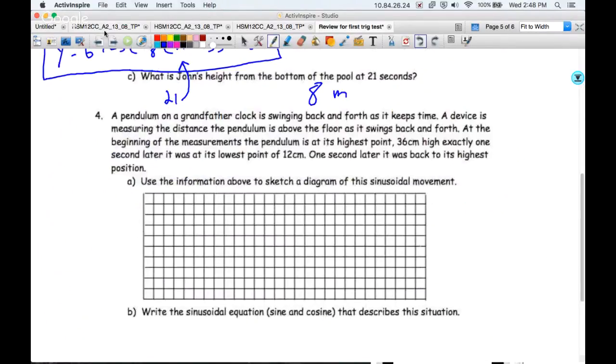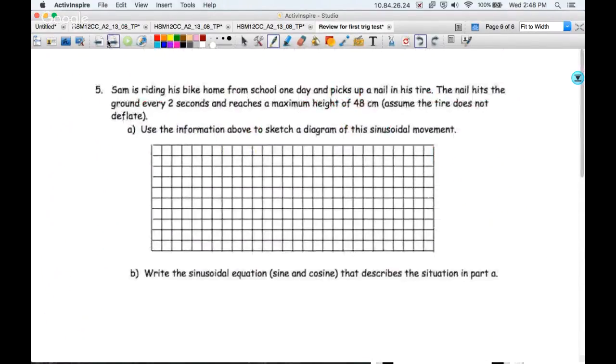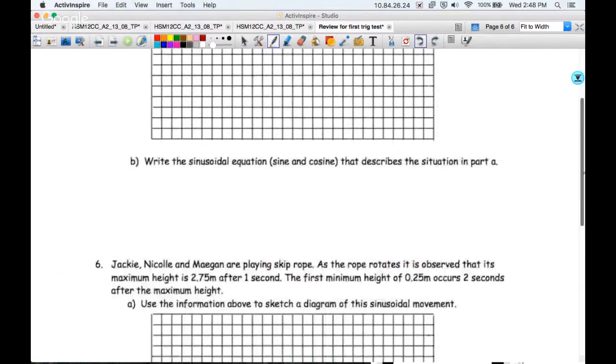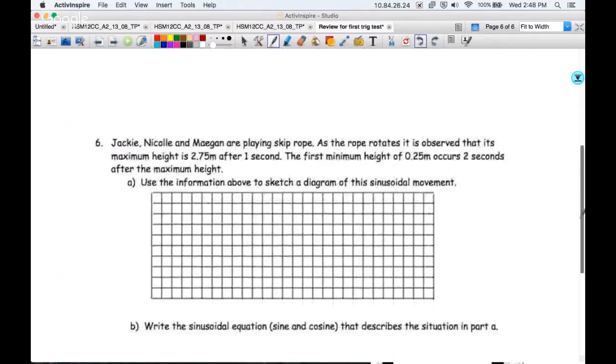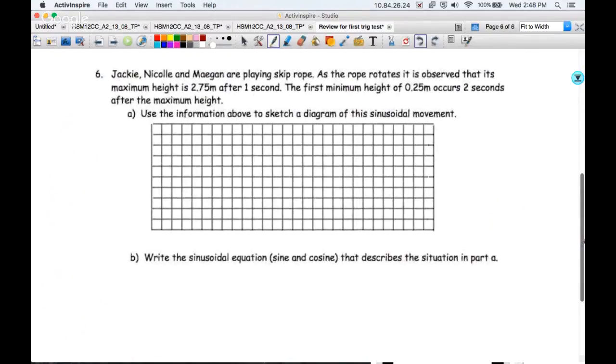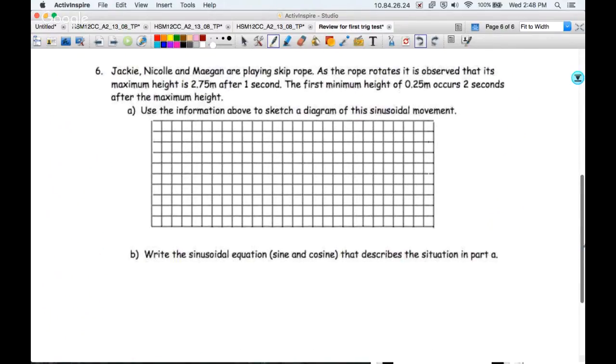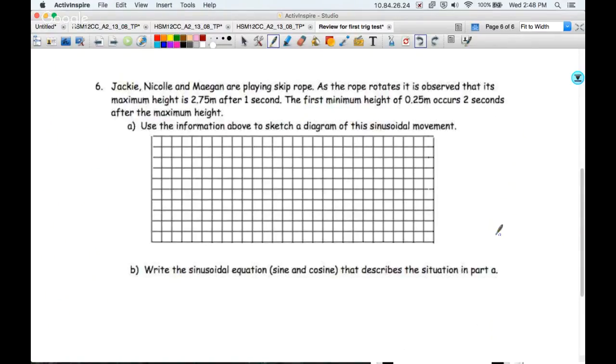All right, we got a pendulum one. Riding up a hill on a bike. I guess we'll do this. Number 6. Call it our last one.